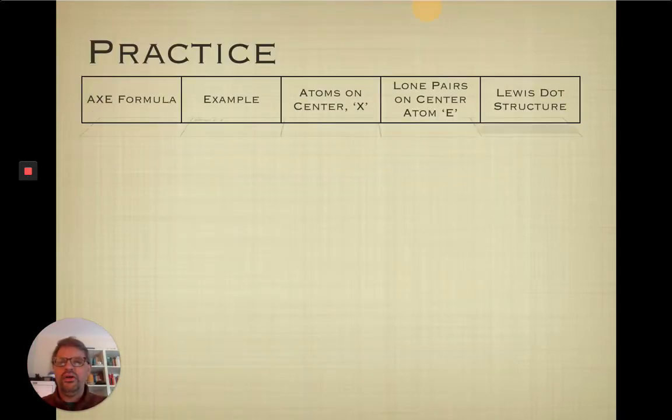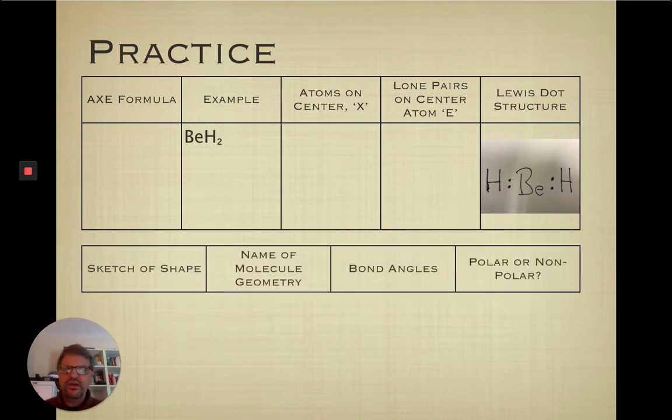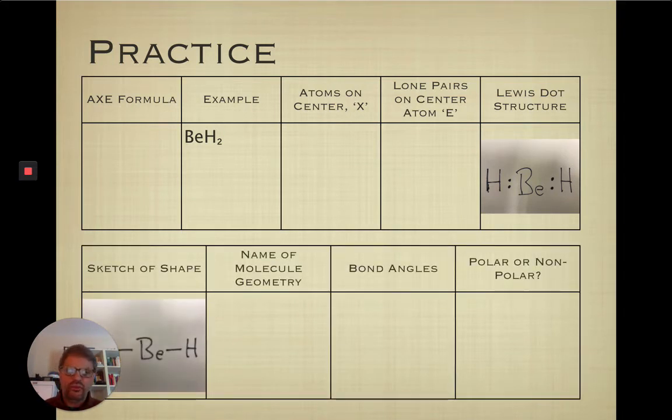The first one is BeH2, beryllium hydride. The Lewis dot structure is completed, and you see it there to the right. Take a moment and determine the AXE formula. When you look at Be, the central atom, how many atoms are connected to it? 2. Lone pairs? There are none. So our AXE formula is AX2.